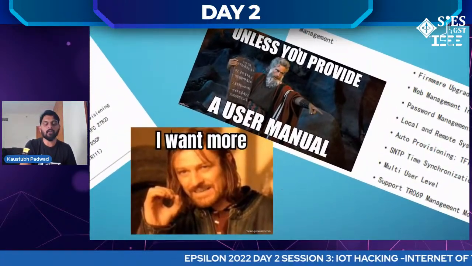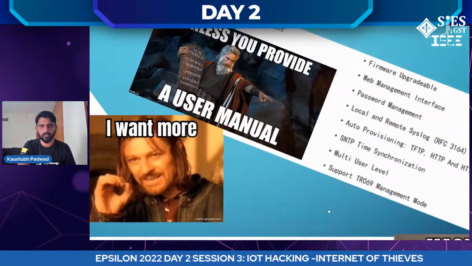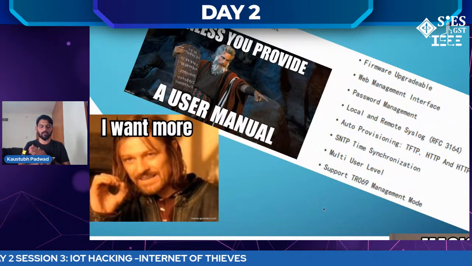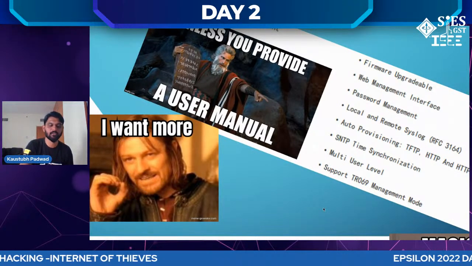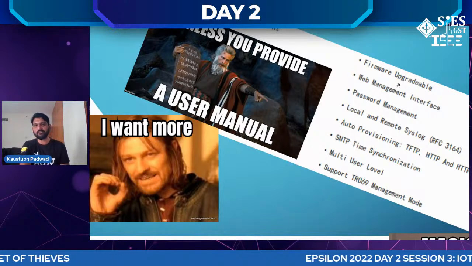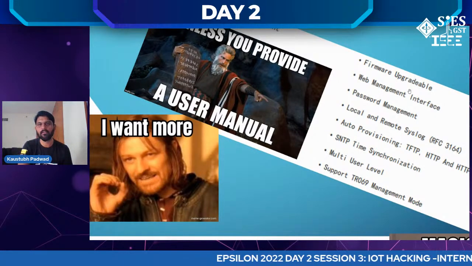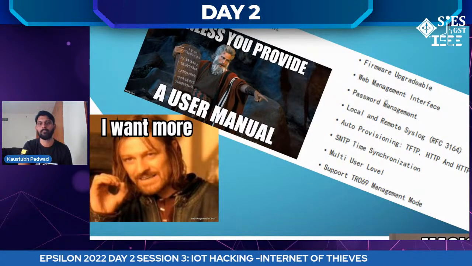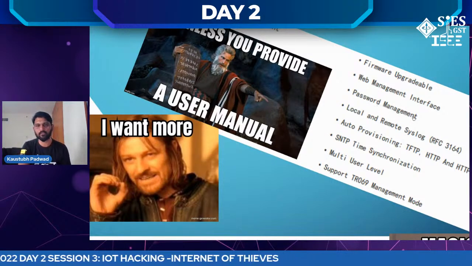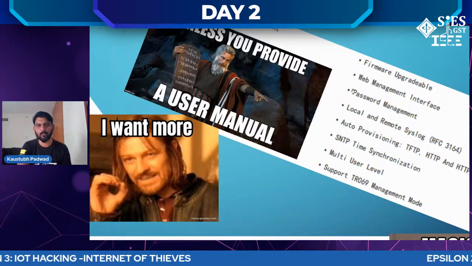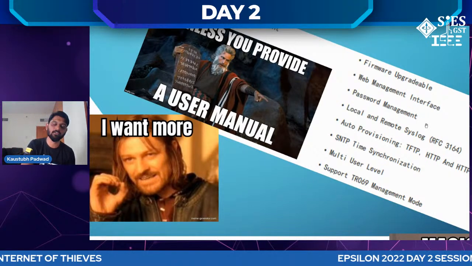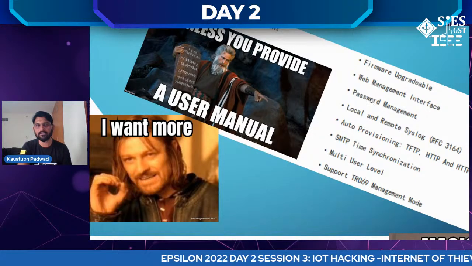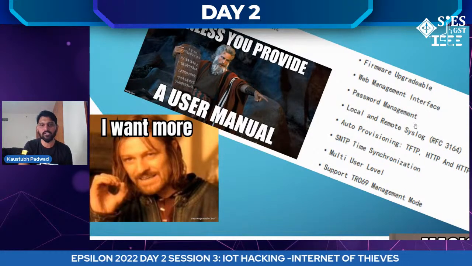Now also the user manuals, we have to read them. When you buy a product for pen testing, you also have to read the user manual, because it reveals a lot of information, such as that the firmware for this product is upgradable. It has a web management interface, so you can manage it using a web page. Also, it has password management. If the product had only one account, why would you need password management? So that means there could potentially be multiple accounts.